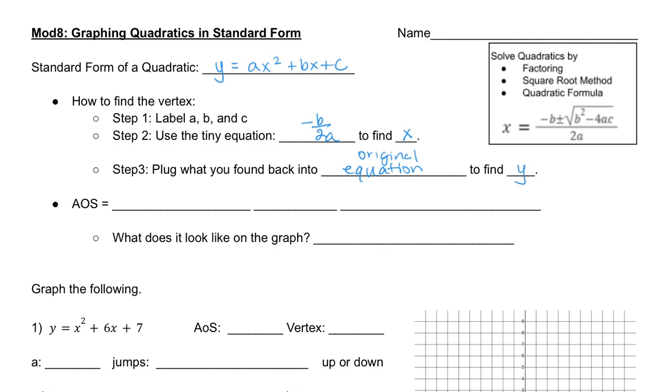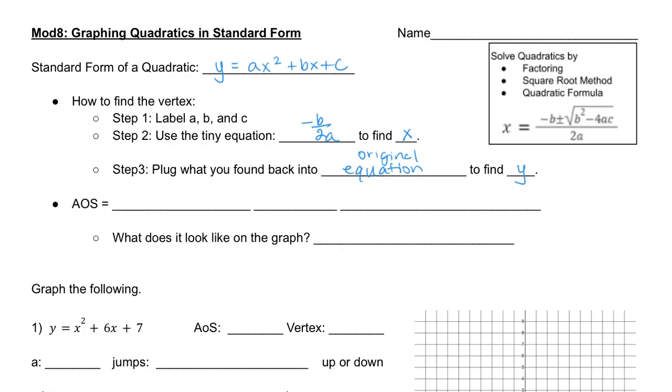And you might recognize that the opposite of b over 2a looks familiar from our quadratic formula right here. This is the opposite of b, all divided by 2a. It's a part of our quadratic formula. And just like when we use the quadratic formula, we want to start by labeling our a, b, and c, then using that in this mini equation, opposite of b over 2a, to find the x. Then we're going to plug that back into our original equation and solve for y.